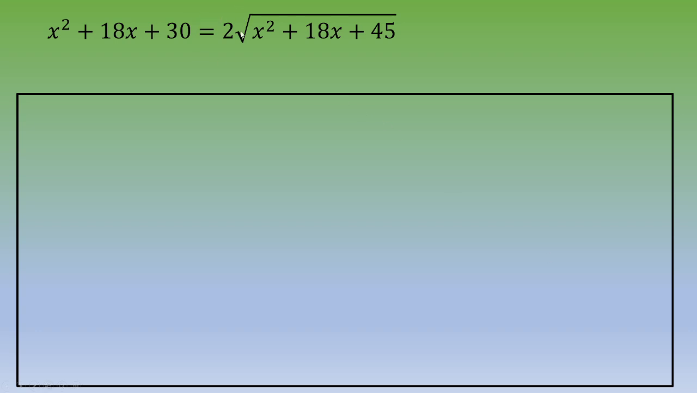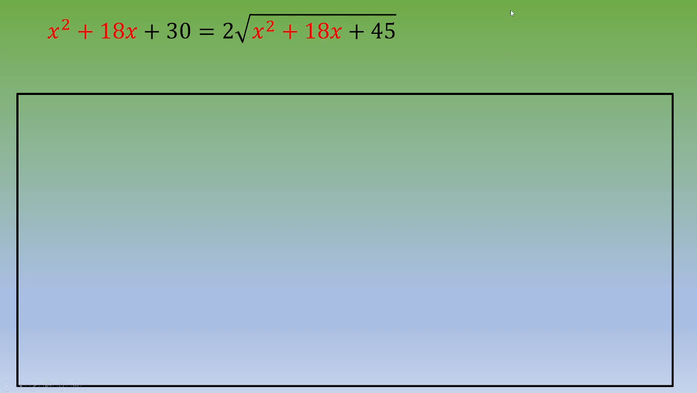So the first idea to make this square root disappear is to square both sides. On the right side, the square root is going to disappear, but on the left side, if you expand, you're going to end up with a polynomial of highest degree 4, and that's going to be much more complicated. So instead of squaring both sides, we can notice that we've got x squared plus 18x on both sides of this equation.